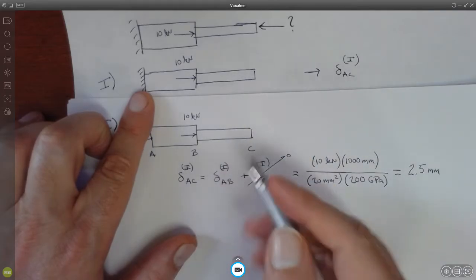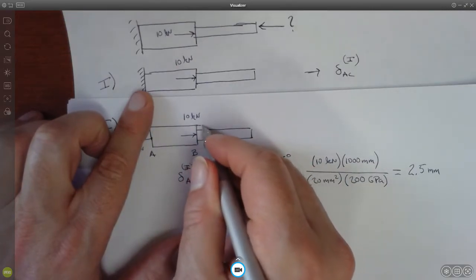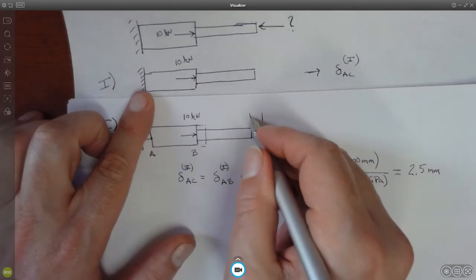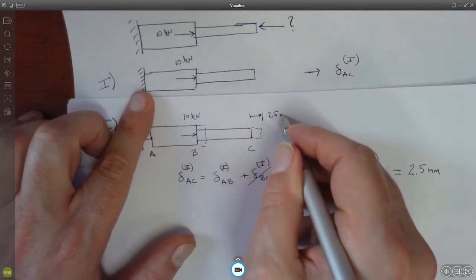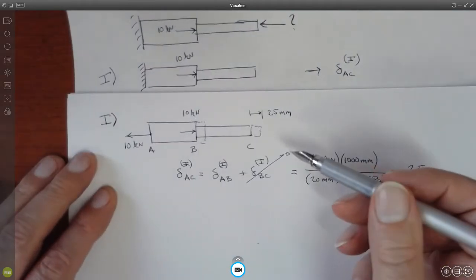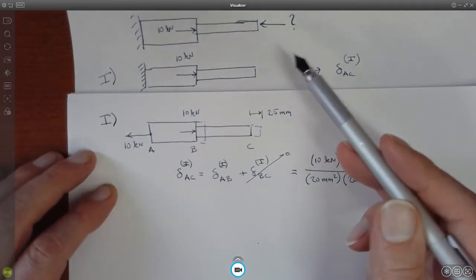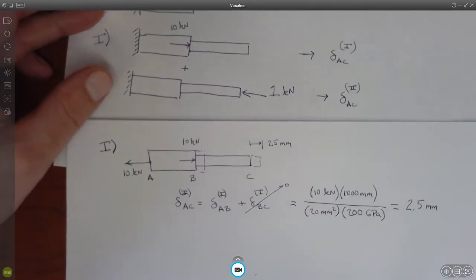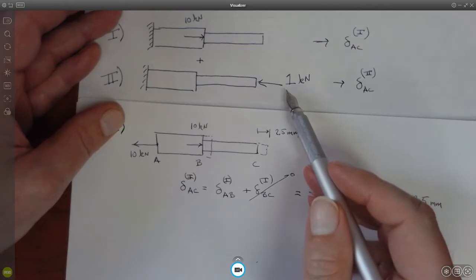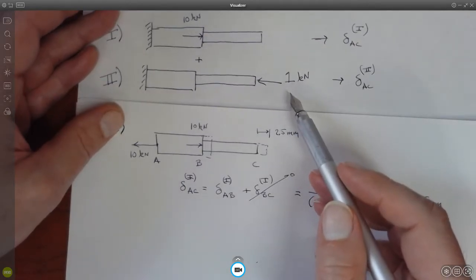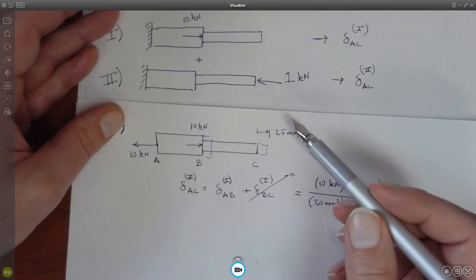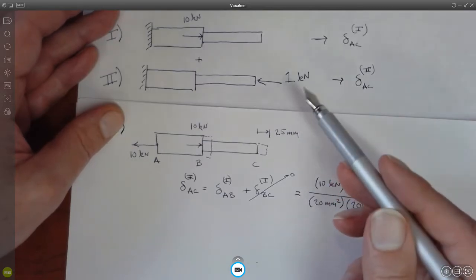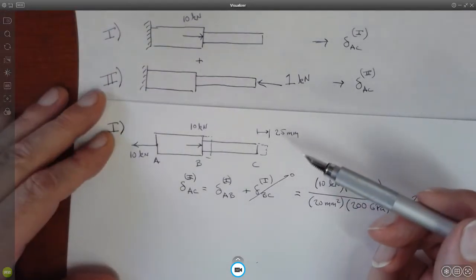So that means in this situation, just under this loading, this will stretch out 2.5 millimeters. So now we want to find the force in the second load case that'll push this back 2.5 millimeters. So I'm actually going to do it for 1 kilonewton. And like I said, if it's too much, I'll scale it back, or if it's not enough, I'll scale it up, okay, to find the actual value.